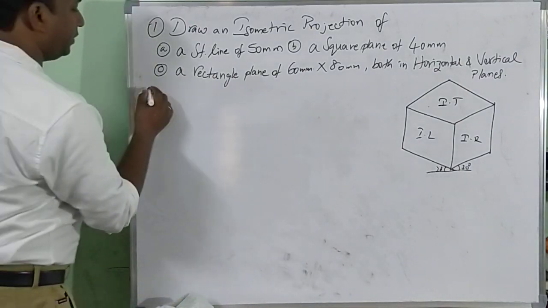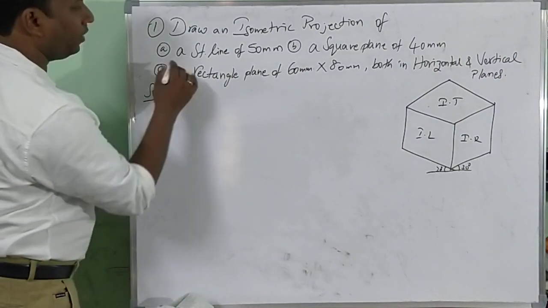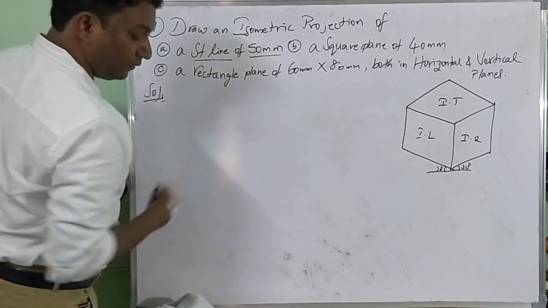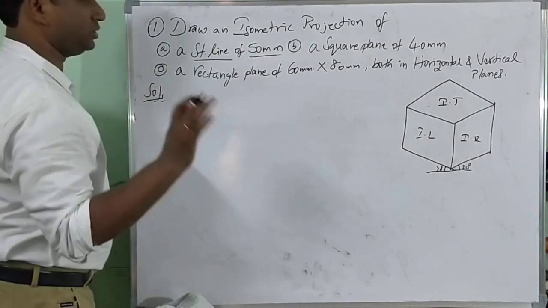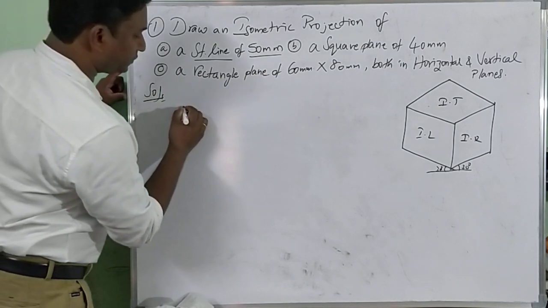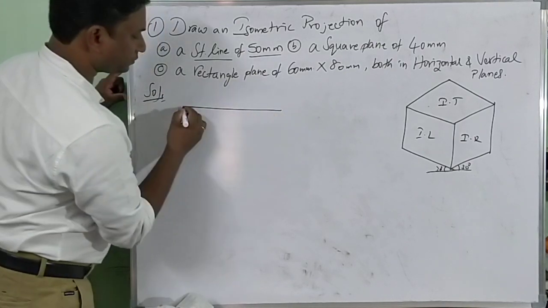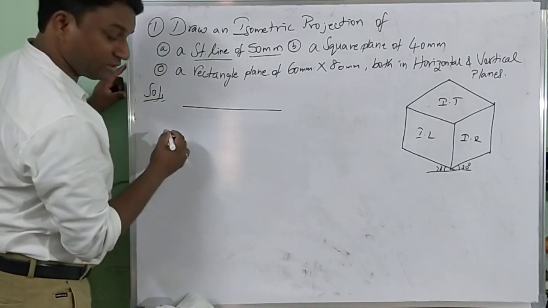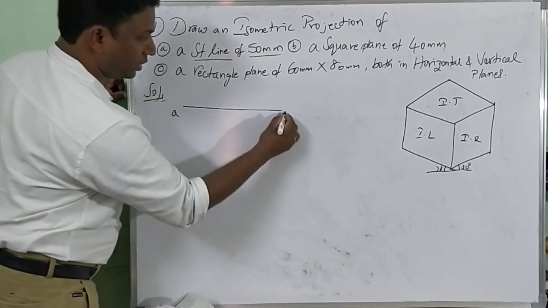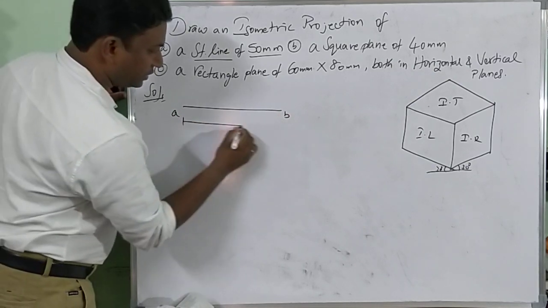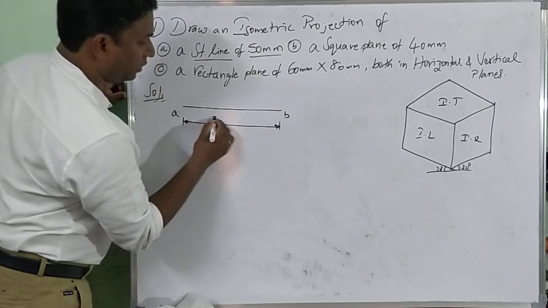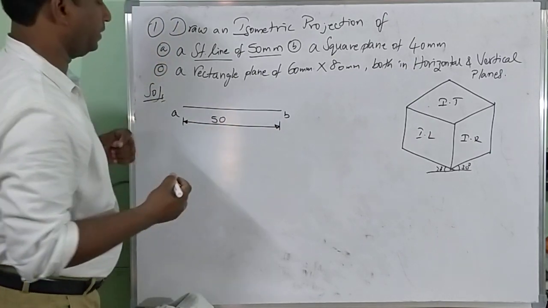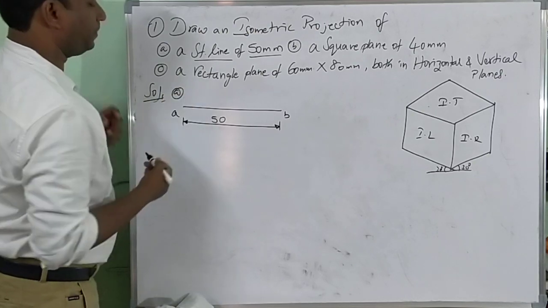Coming to the solutions. First one, a straight line of 50 mm. For this we are supposed to draw the original projection. What will be the straight line? Let me number it as small a, small b, with a dimension of 50 mm.